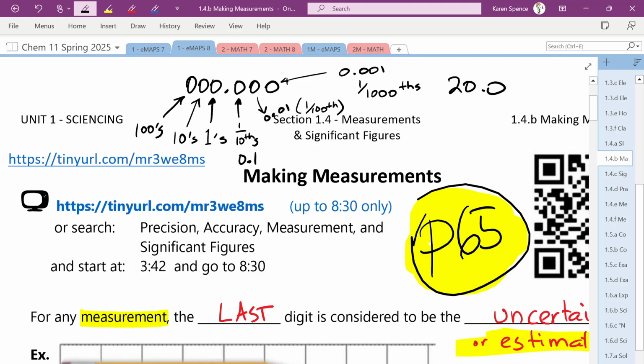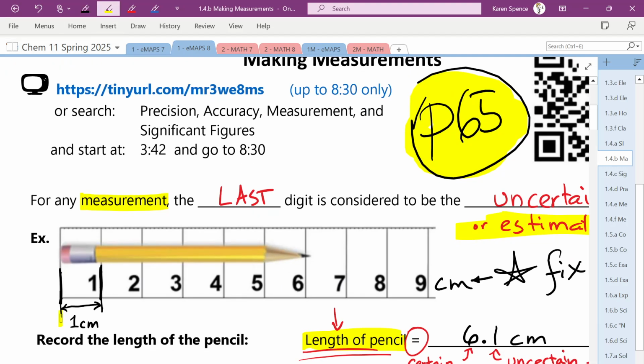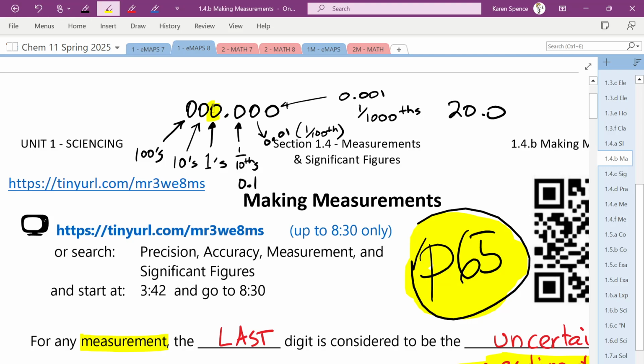Now, what's the point of all this? The point of all this is if our ruler has markings for every 1 centimeter, that's in my ones position, I can estimate one more position to the right. So if I have ones as my lines, then I can estimate the point ones. If I had lines for every 0.1, I could estimate the 0.01. So I can always estimate one more than the marked lines.